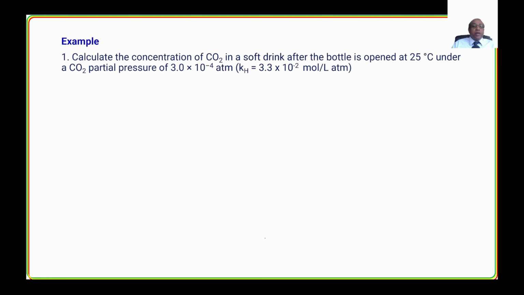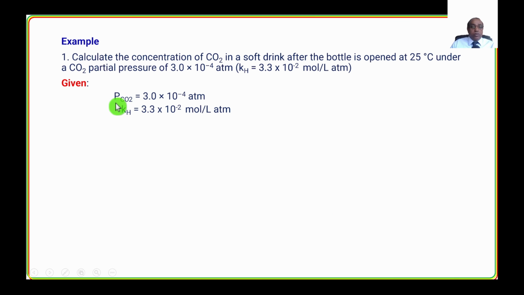So in this example, calculate the concentration of carbon dioxide in a soft drink after the bottle is opened at 25 degrees Celsius under a carbon dioxide partial pressure of 3 times 10 to the power of minus 4 atmosphere. The Henry's constant is given, which is 3.3 times 10 to the power of minus 2 mole per liter per atmosphere. Let's see the given values.